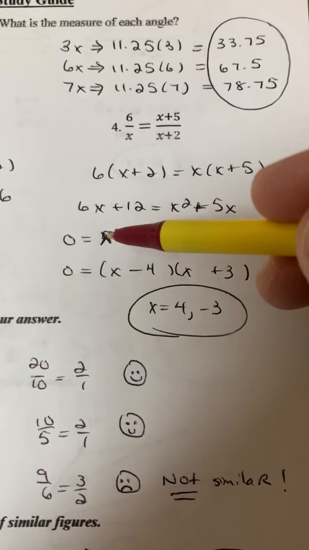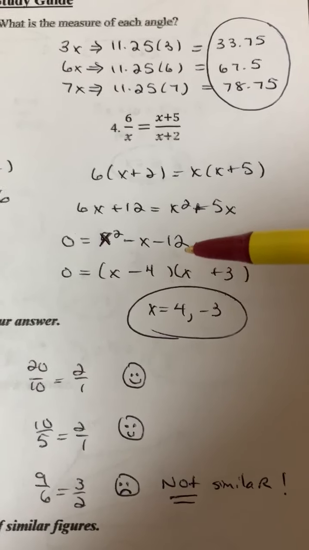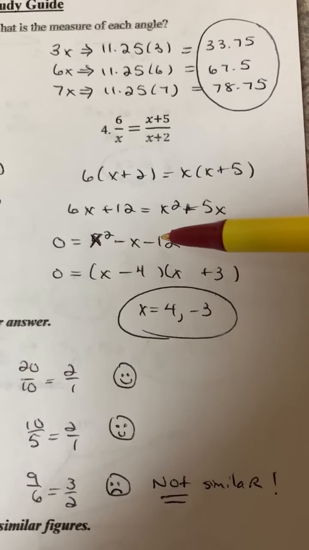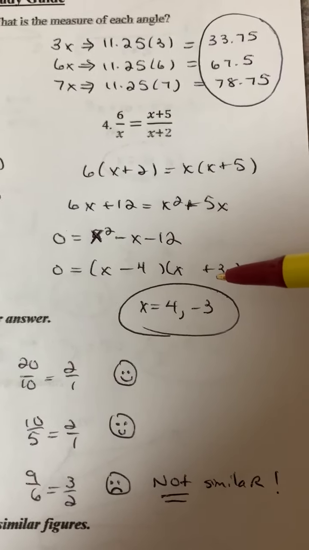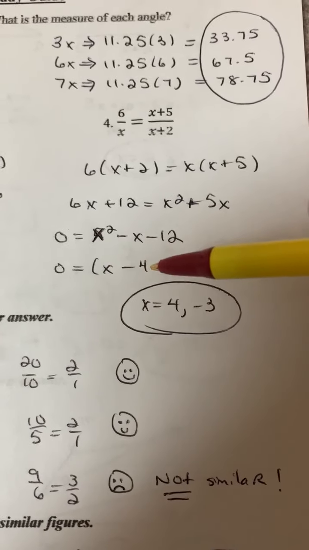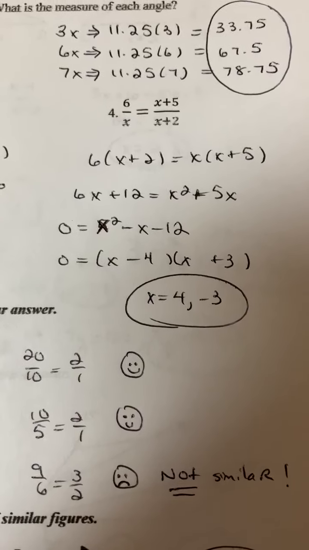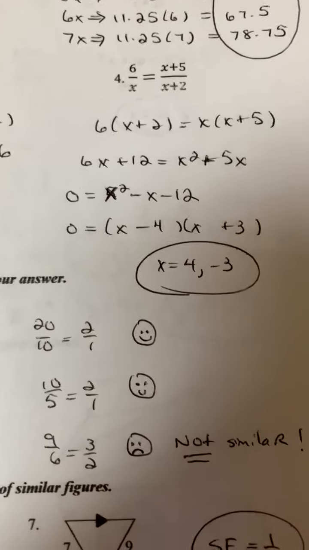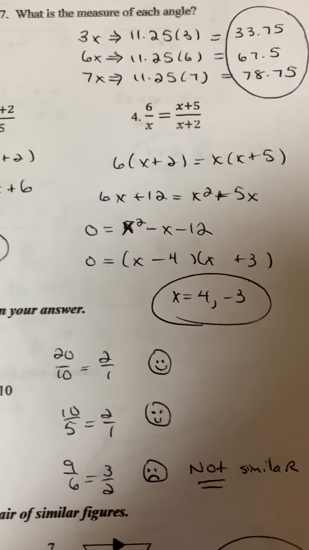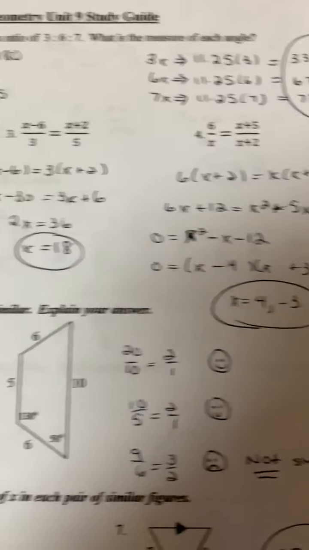When you then factor that out, x squared becomes x times x. Negative 12 means you're going to use negative 4 and positive 3. However, don't forget when you solve each one of those components, you get a positive 4 and a negative 3. And again, both answers are viable, they're usable, and you are allowed to have negatives.